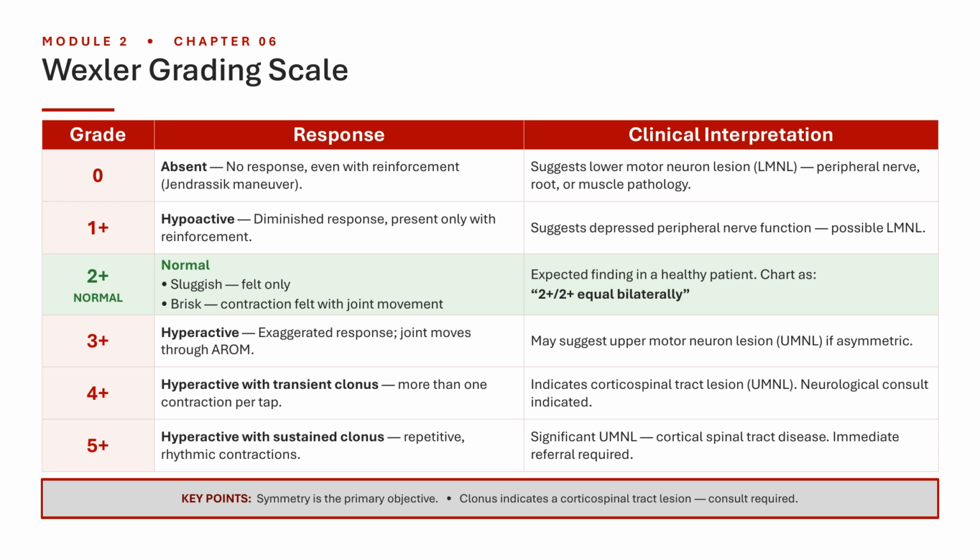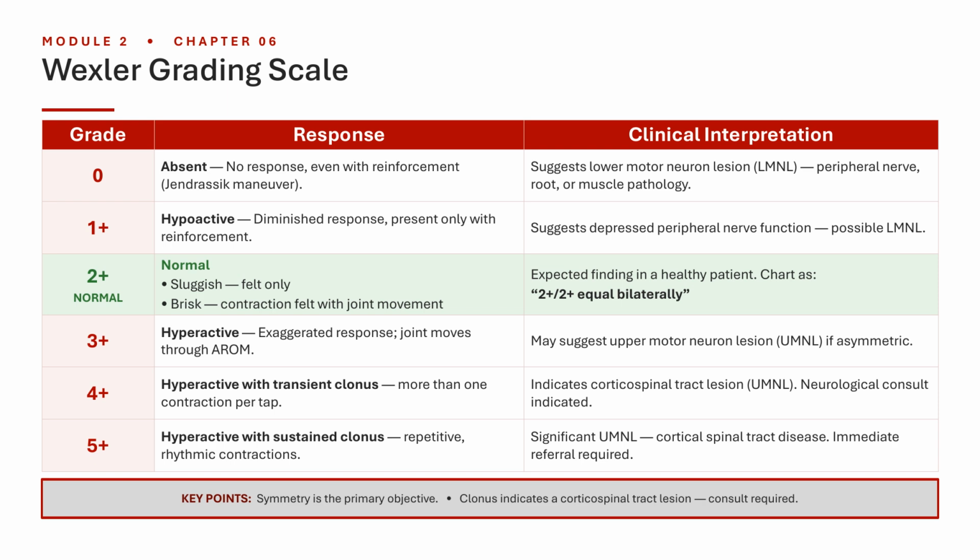2+, normal. A brisk, symmetric response appropriate to the stimulus. This is your baseline. 3+, brisk, slightly hyperactive. More response than expected for the stimulus. May be normal in an anxious patient, but warrants comparison with the other side and correlation with tone and strength. 4+, hyperactive with clonus. The muscle contracts more than once in response to a single tap. There is a rhythmic oscillation.